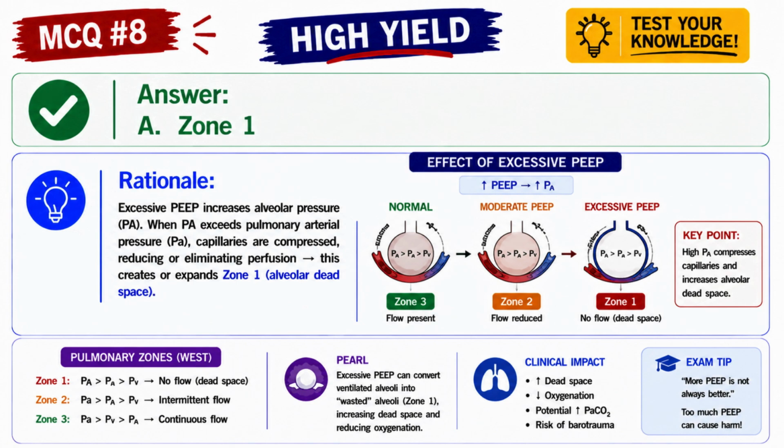Second, increased right ventricular afterload. Compressed pulmonary capillaries increase pulmonary vascular resistance. The right ventricle must work harder, particularly problematic in patients with right ventricular dysfunction. This is why PEEP must be titrated carefully: enough to recruit collapsed alveoli and improve oxygenation, not so much that it creates dead space and compromises hemodynamics and CO₂ elimination.